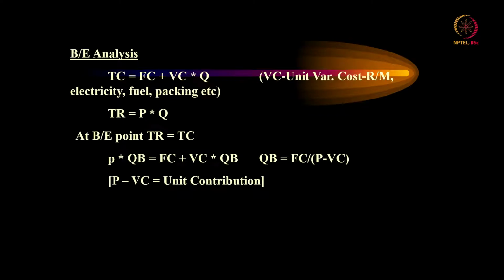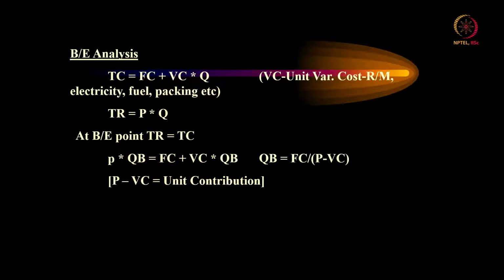The total cost with respect to any product can be written down as fixed cost plus variable cost multiplied by the quantity. The total revenue that you get can be written down as the price that the company is charging, multiplied by the quantity sold. A simple thing is, at break-even point, the total revenue should be equal to the total cost.